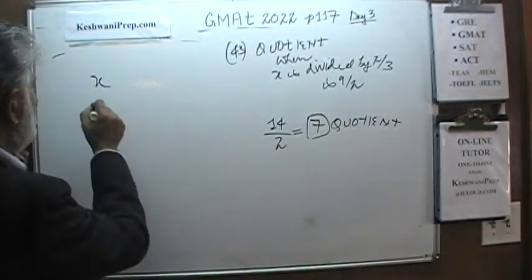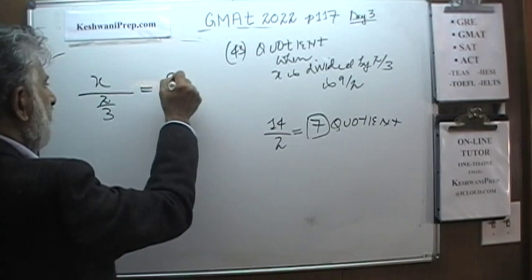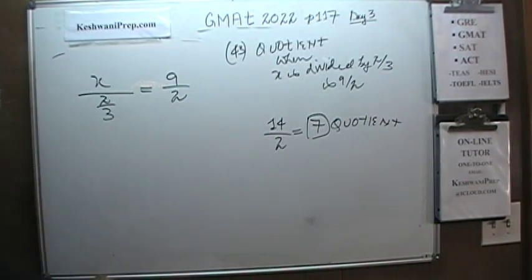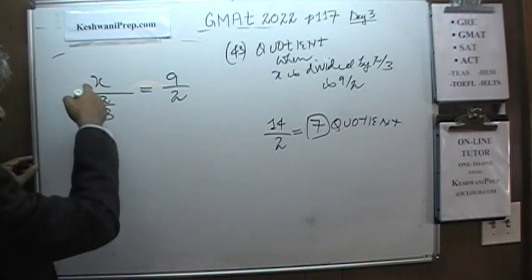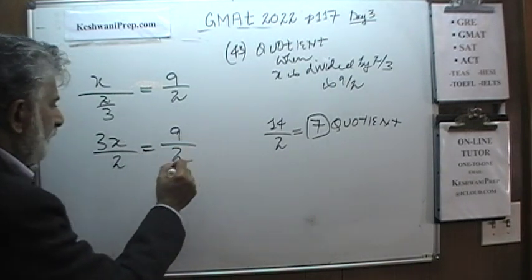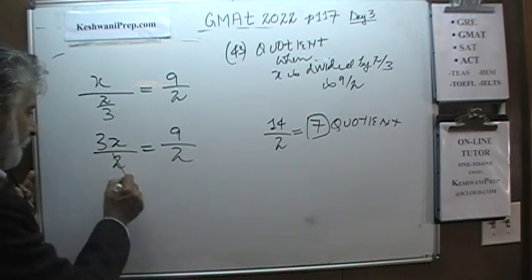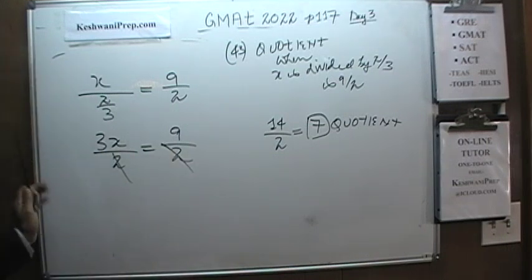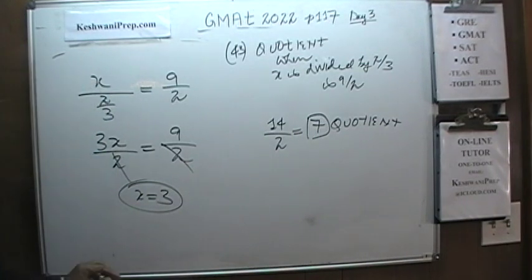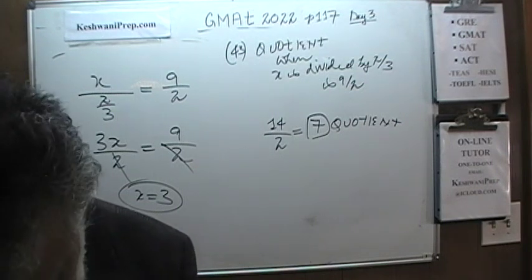We are told that when we divide x by 2/3, the result is 9/2. X divided by 2/3 is same as 3x, bring the 3 to the side, 3x over 2 equals 9 over 2. There you go, that makes life very easy. Since we have 2 at the bottom on both sides, if you multiply both sides of the equation by 2, the 2 is going to go away. 3x is equal to 9, which means x must be 3. And that's all there is. X would have to be 3. That was 43.